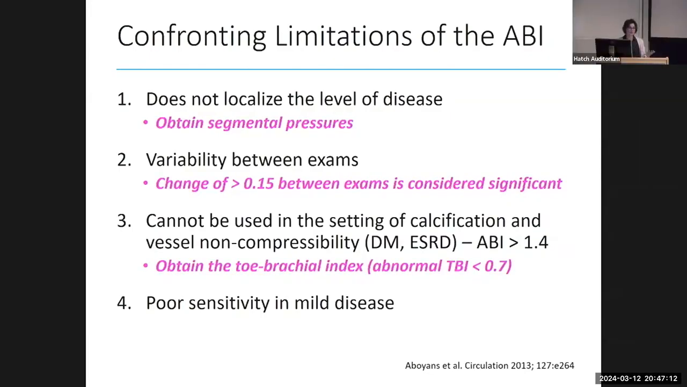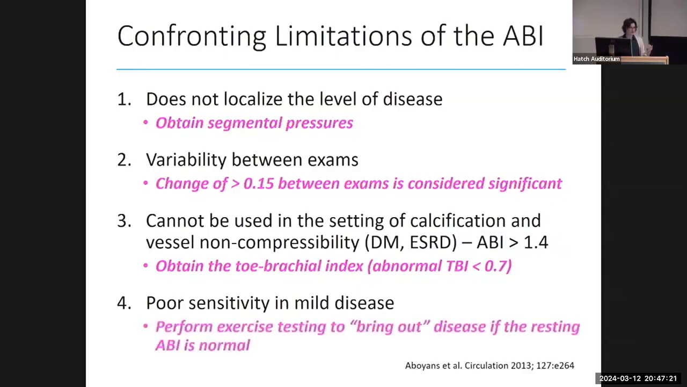And then what about our patients with mild disease? There's probably poor sensitivity in that, right? If it's normal at rest, does it really mean they don't have PAD? Well, just like cardiac testing, you can do exercise testing to bring out disease if the resting ABI is normal, and actually see if you can reproduce their symptoms of claudication.